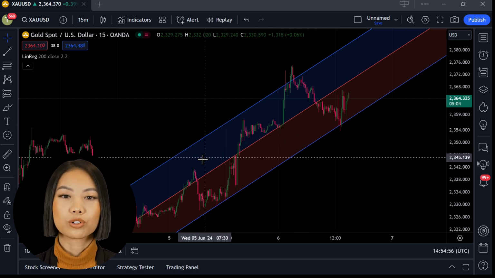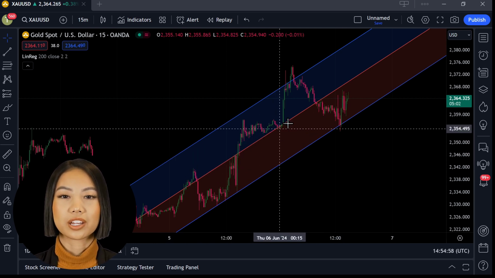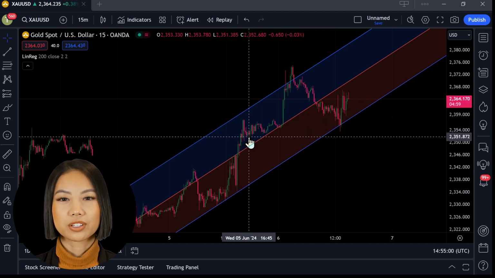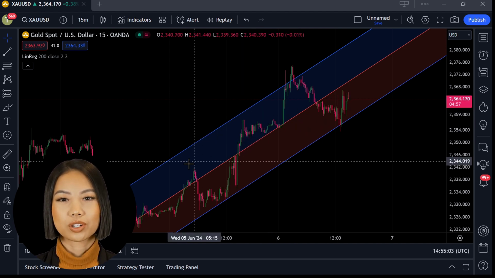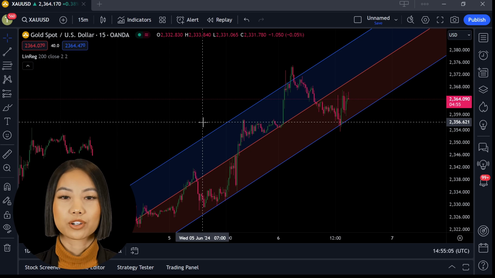The middle line, the regression line, acts as a trend indicator. If the price consistently stays above it, the trend is bullish. If below, the trend is bearish.